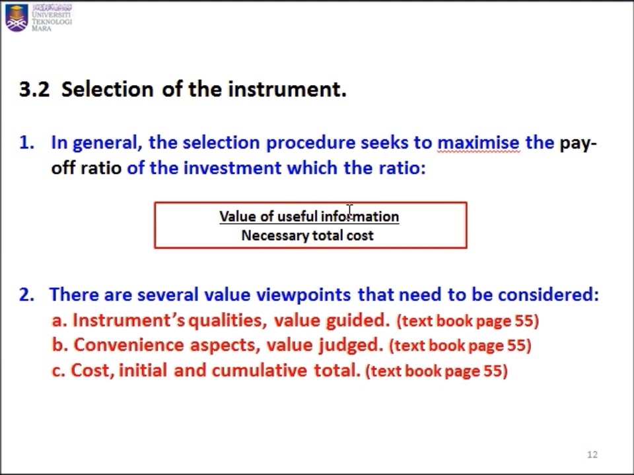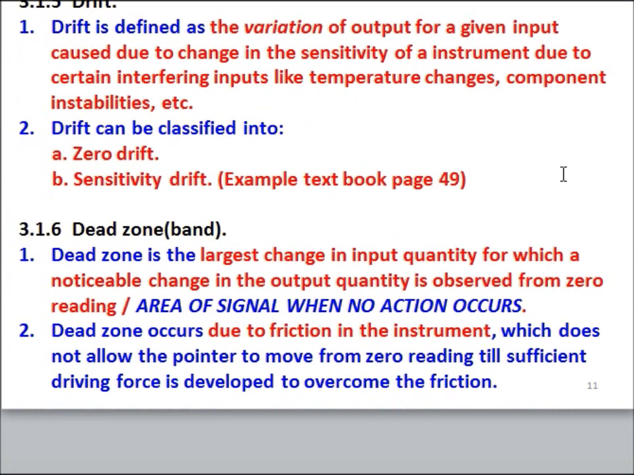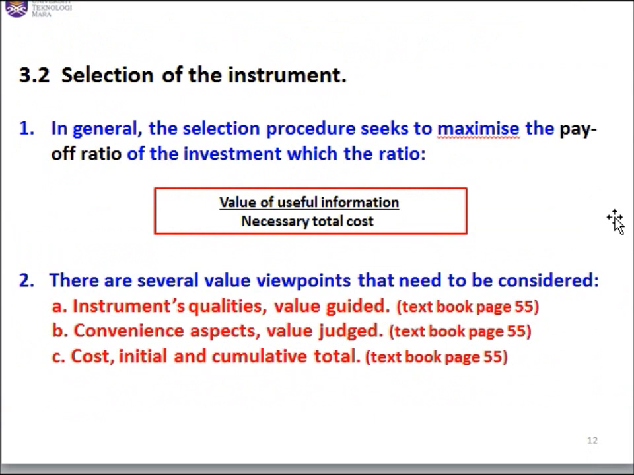Next, we move to the selection of instrument. In general, the selection procedure seeks to maximize the payoff ratio of the investment, which is the ratio of the value of useful information divided by necessary total cost. There are several value viewpoints that need to be considered. First, instrument quality, value guided. Second is the convenience aspect, value judged. And the third one is cost, initial and cumulative total.